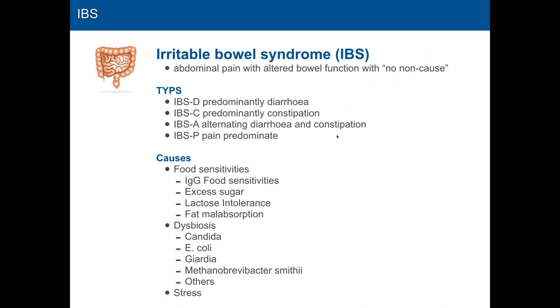So what is IBS? IBS is basically when you've got messed up bowels, and it can be predominantly diarrhea or constipation, or alternating constipation and diarrhea, or there's pain. My opinion, you either have a food intolerance, which could be immune-mediated, or like lactose intolerance where you lack the enzyme to break down sugars, or it could be a fat absorption issue, or some kind of weird bug in your gut. It could be yeast overgrowth, a parasite, bacteria, a bunch of things. Stress usually isn't the cause. I think you usually have either foods bugging you or dysbiosis, or a combination of food and bugs, and then the stress just pushes it over the edge sometimes, okay?